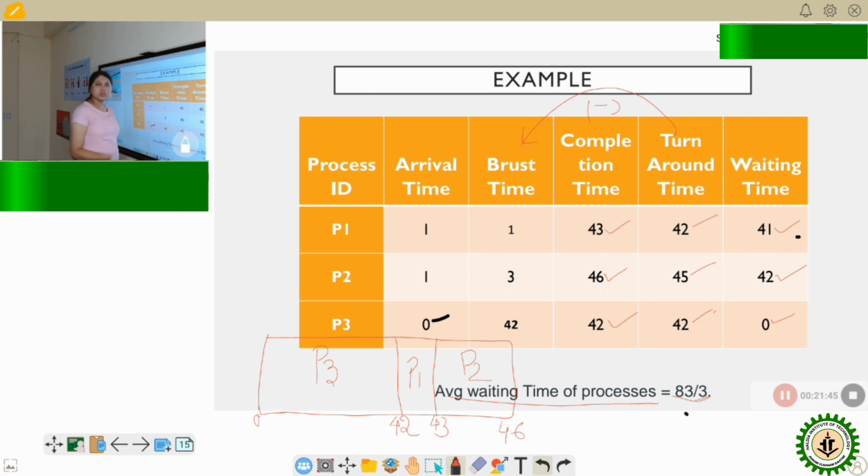Which is huge. If you calculate, it is 25.8 or something. So we have to wait an average of 25 minutes for this FCFS process. But I will read it later.